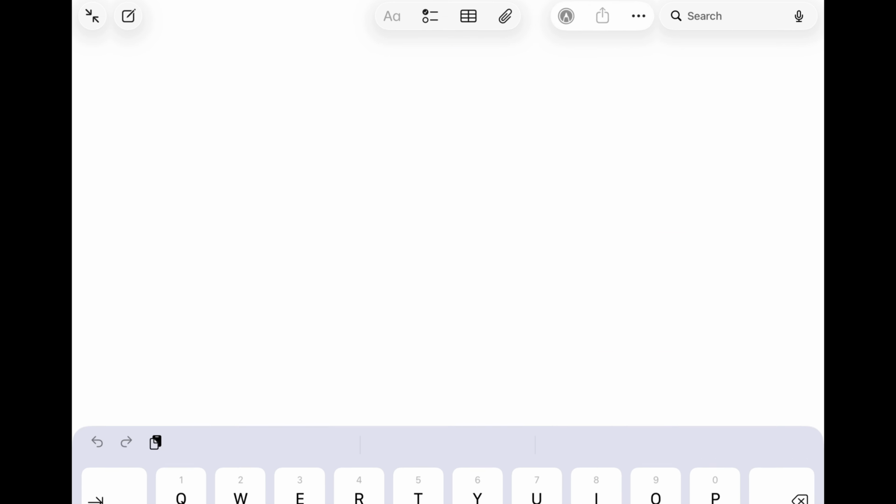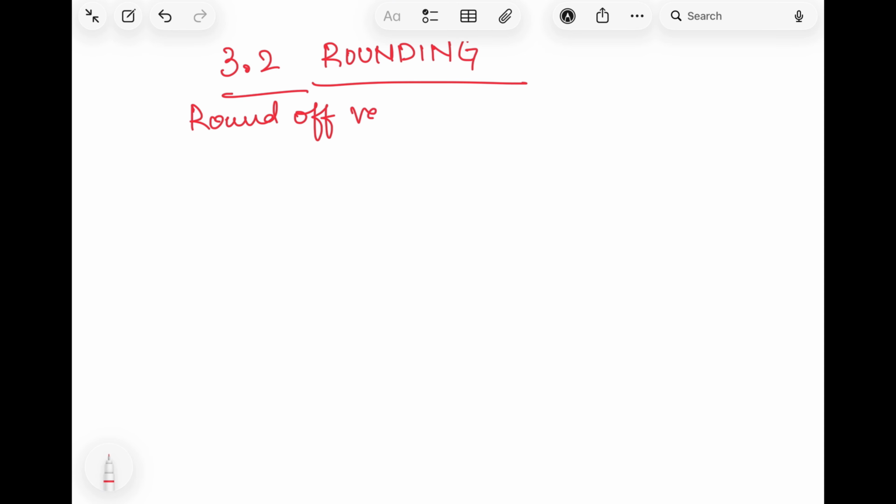We have one more subtopic, that is rounding. The second subtopic of this chapter is rounding. Now we all know the meaning of rounding. Rounding means round off. We give an approximate value, an estimation of a number. So a rounded-off value means giving an estimation, not the exact value. We will not give the exact value, we are giving the estimated value. So how do we round off a number?